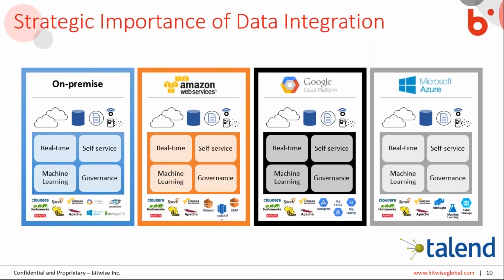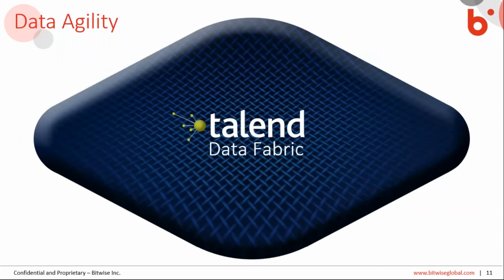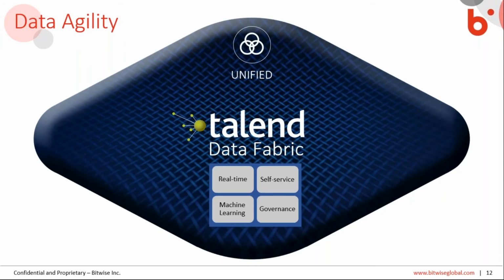And what's becoming more and more common is a hybrid architecture. You'll see an on-premise infrastructure, but also Amazon Web Services, Google Cloud, as well as Microsoft Azure, all of which are partners of Talend. And how Talend is really tackling this is with our data fabric. Talend's data fabric is a unified platform, and that unified platform allows Talend to be completely scalable.